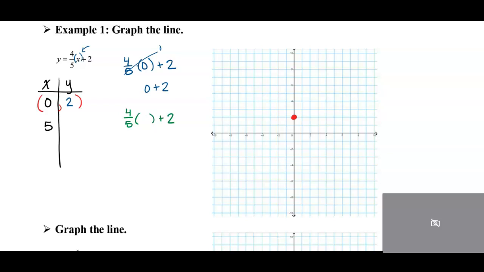Plug in 5, and not -5, just 5. Plug in 5 and see what we get. So 4/5 times 5, that's 4. This just says 4 plus 2, that gives me 6.